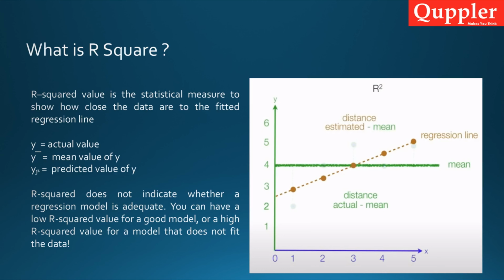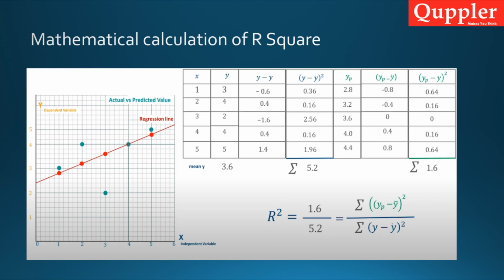Let's see the mathematical explanation of how we can do this. The formula for R square is summation of yp minus y bar whole square divided by summation of y minus y bar whole square. So this is nothing but the distance between the predicted value minus mean over the actual value minus mean.